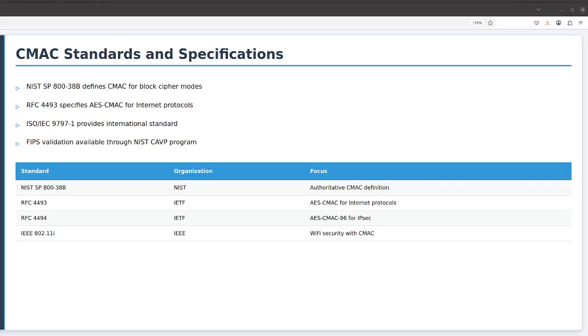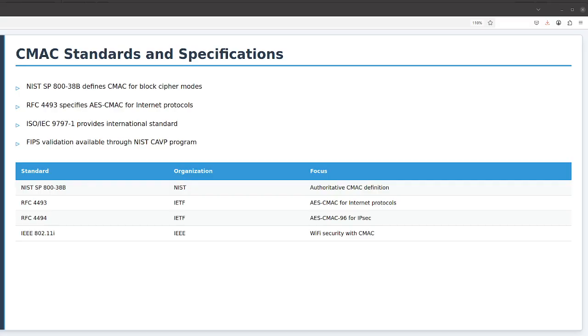NIST SP 800-38B specifies CMAC as applicable to any approved block cipher, though it focuses on AES. The document includes detailed mathematical descriptions, security analysis, and guidance on parameter selection. It's freely available from the NIST website and is essential reading for anyone implementing CMAC.